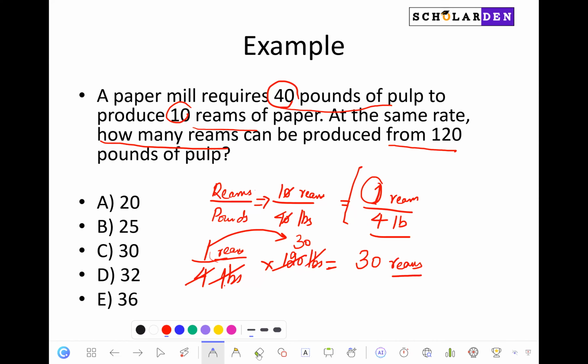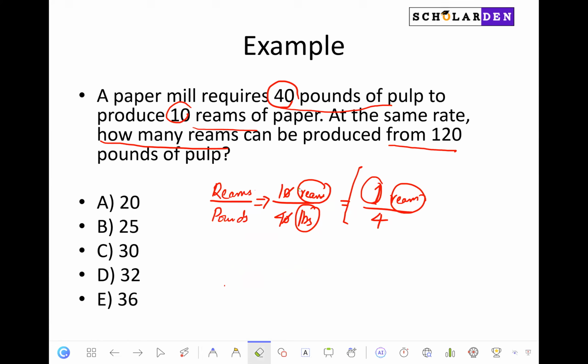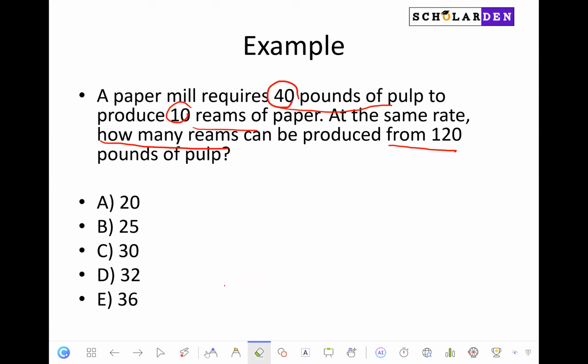Why I'm starting with this particular example is that even though this does not have time, it represents the significance of writing the units and understanding what the units mean. For example, let me change it slightly. If I had a different understanding of this, instead of creating the original fraction as 10 over 40, so 10 reams over 40 pounds, what if we did this in the reverse order?